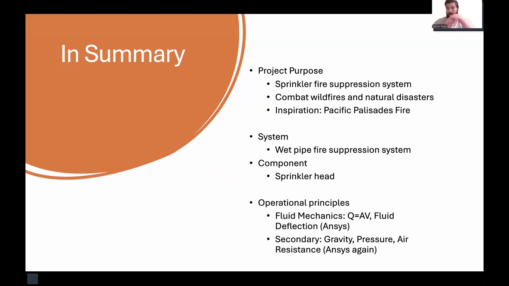In order to model the fluid deflection in the sprinkler head itself, we're going to have to use ANSYS. Similarly, we'll be using ANSYS in order to model the gravity, the pressure, and the air resistance of the flow as well.